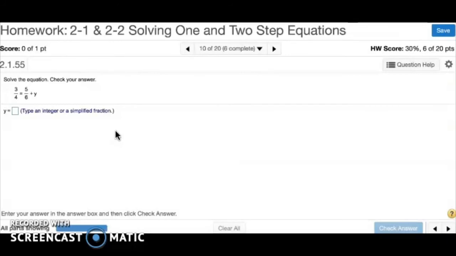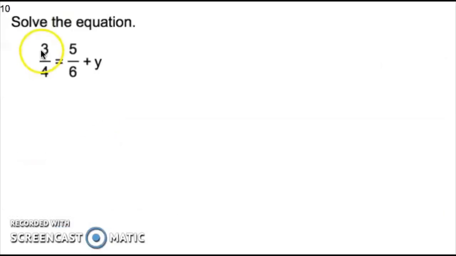Number 10 says solve the equation. We have 3 over 4 equals 5 over 6 plus y. So let's take a closer look at it. Here we have two fractions. In order to solve this and take care of them, we're going to need to find common denominators, meaning make both of the bottom numbers the same. Now, if you don't know what the common denominator is, you could simply multiply 4 and 6 together to give you a common denominator to use.